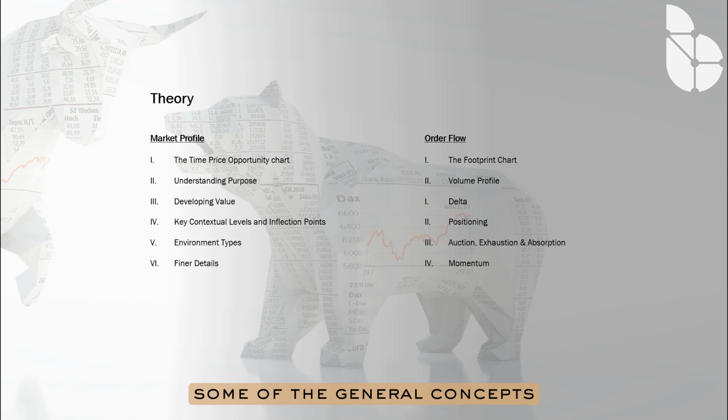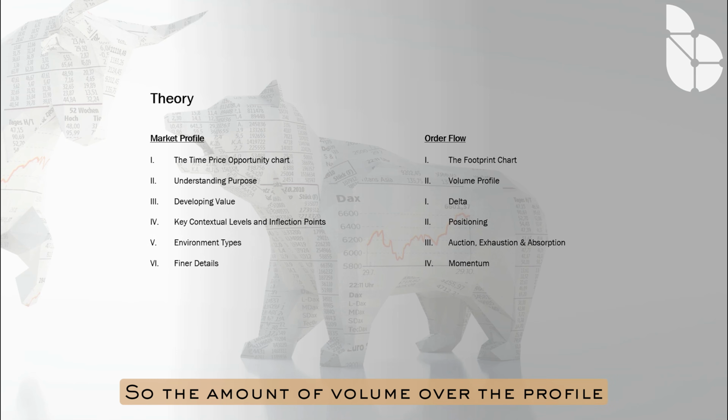Moving on to order flow, some of the general concepts that we're going to first cover. The footprint chart, we're going to go over how this is constructed, what we're looking at, what we're looking for. We've covered this before on the roadmaps within one of our modules, but we'll cover this again. Second, we're going to go over volume profile. So this is something that is very similar to market profile, except rather than just presence, we're talking about participation in a zone. So the amount of volume over the profile.